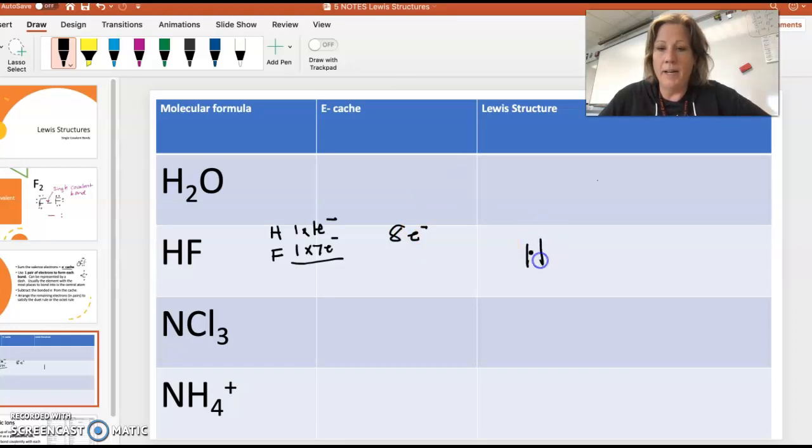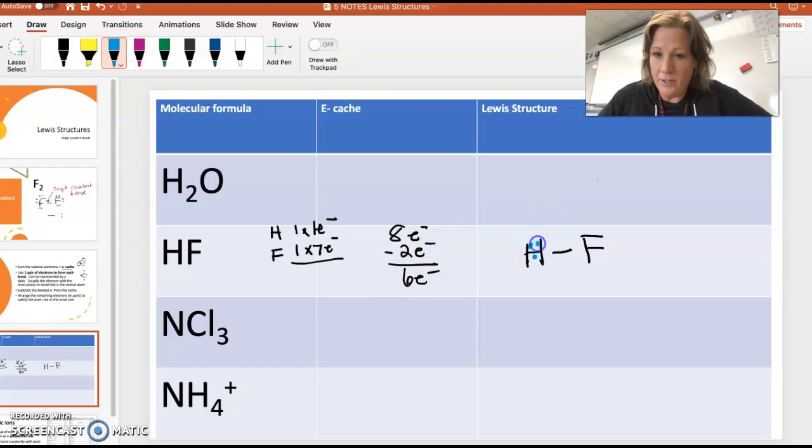Then, remember, my next step is to create a bond, and this time there are only 2 elements, so I only have to create 1 bond. This line, remember, is 2 electrons. Once I form that, I subtract those 2 electrons from the 8, and I have 6 remaining. Then I want to think through where I am going to put those 6.